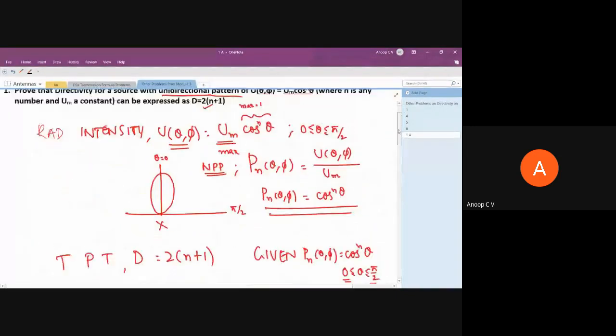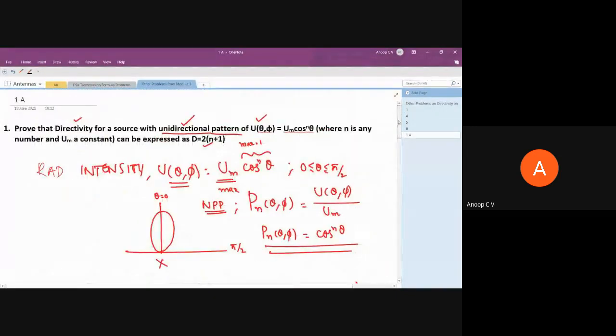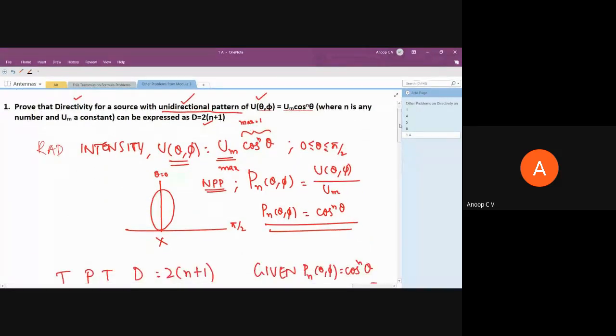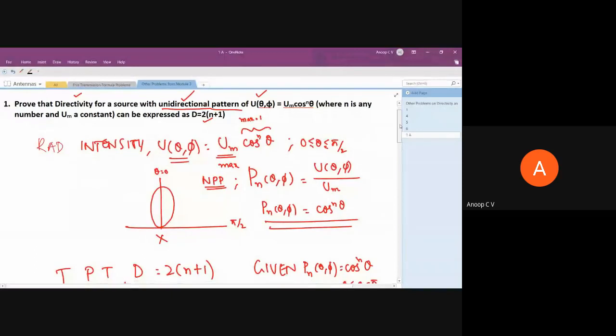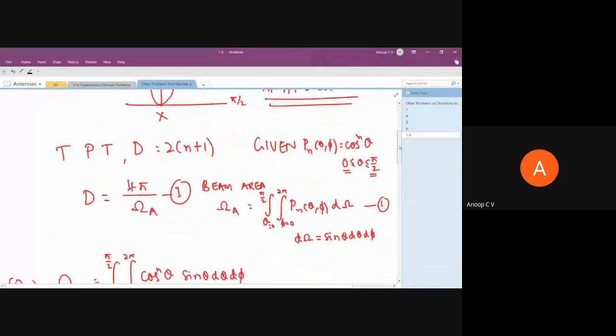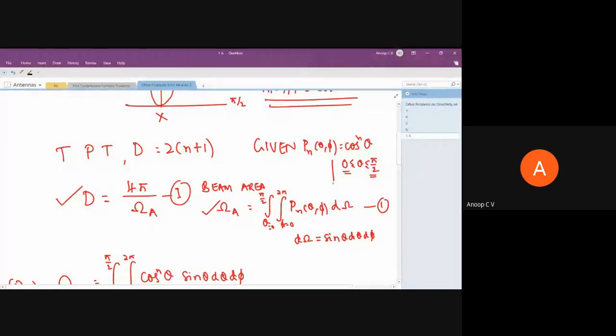This particular problem, a general radiation intensity pattern is given. We wanted to prove directivity is 2 times n plus 1. For that we use this equation: D is equal to 4 pi by omega A, and omega A is the integral of the normalized power pattern over the complete solid angle. And as it is unidirectional, you should know theta is from 0 to pi by 2.